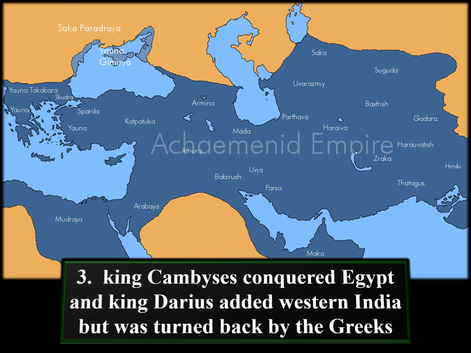King Cambyses conquered Egypt, and King Darius added western India, but was turned back by the Greeks. This will be the extent of the spread of the Achaemenid Persian Empire.